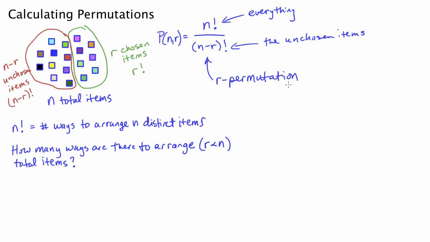Let's look at a simple example that makes use of this notation. So the question I want to ask here is, how many 5-permutations are there on a set of 8 elements?